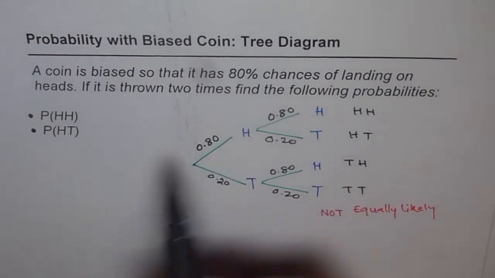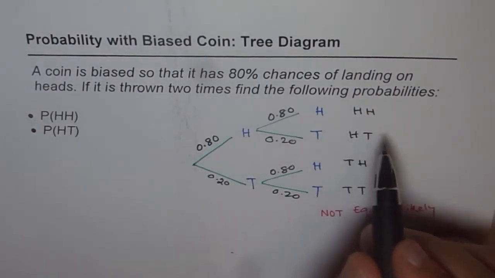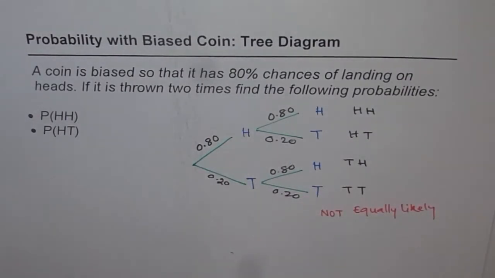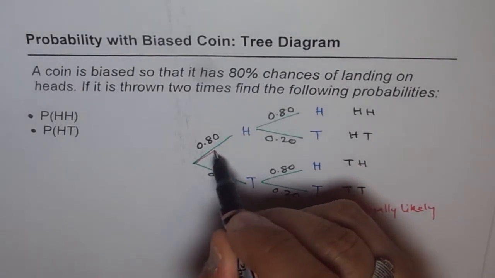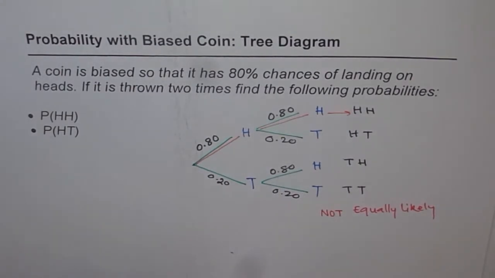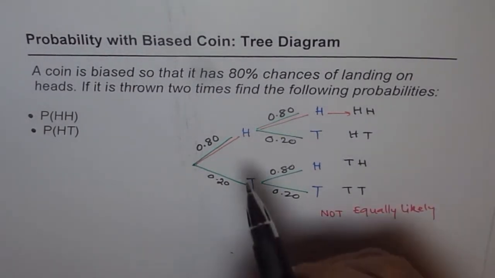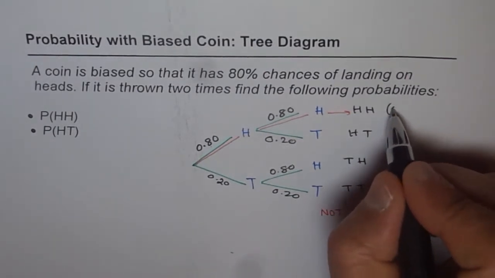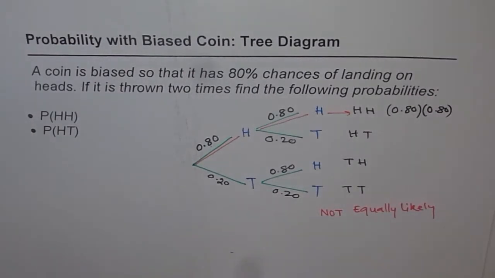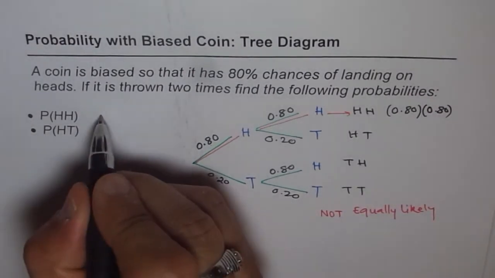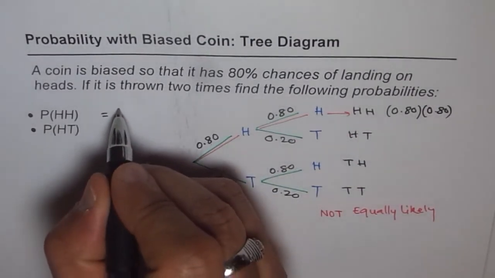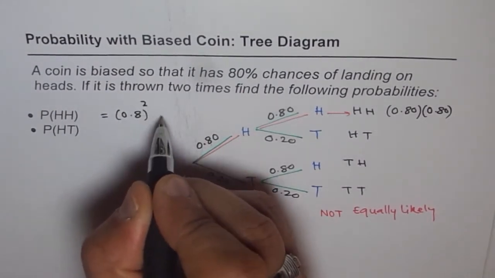Now, what is the probability of getting heads and heads? There's only one combination which gives us heads and heads, right? So that is the combination. To get heads and heads, we need to get head first and then again head, right? And we get head and head. So what is the probability of getting head and head in this case? To find this probability, we multiply these two, right? So it is 0.80 times 0.80. That is what we get. So 8 times 8, 64. So the probability of getting head and head for us is 0.8 square, you can write. So I'm writing 0.8 square here for the purpose.